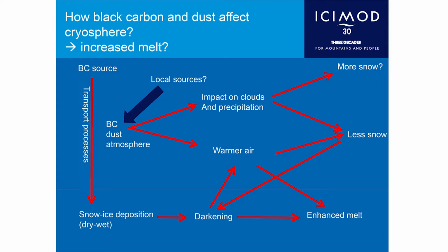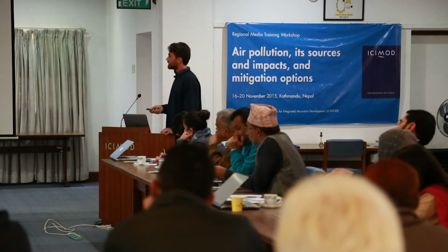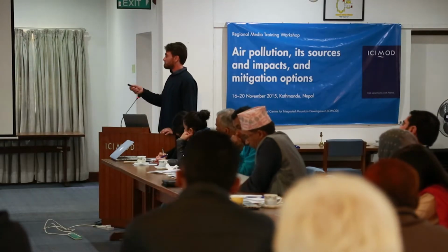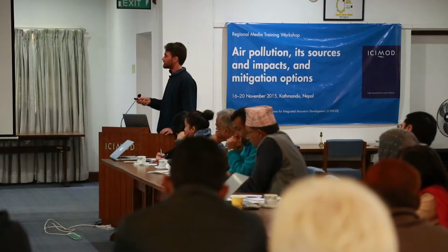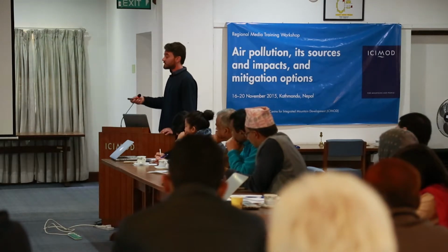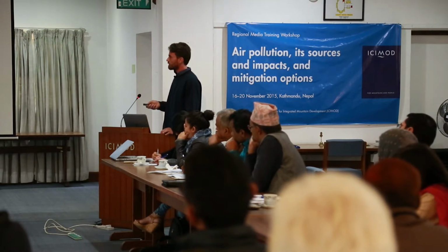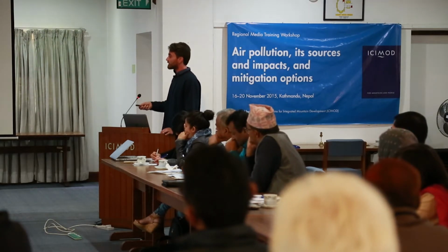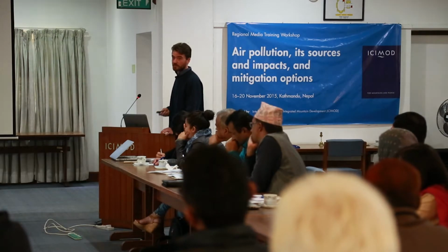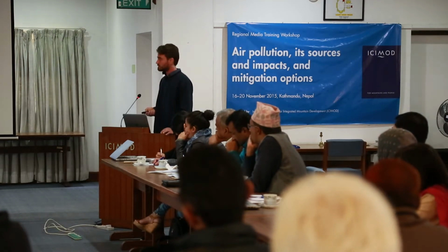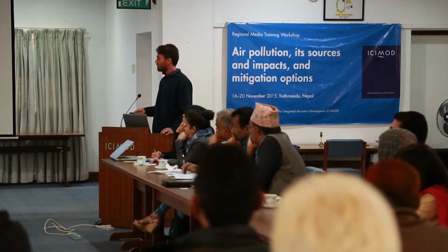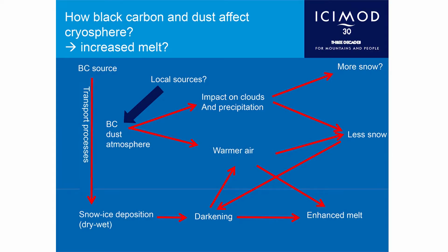Let's take a closer look at all the processes. Suppose we start from a dust source, from pollutants in the city, and that black carbon or dust is transported in the atmosphere by different transport processes and is deposited on the snow, on the ice, up in the mountains. This will lead to a darkening of the ice and so more melt because more solar radiation is absorbed. This is the simple thing that we know, and it's quite easy to understand.